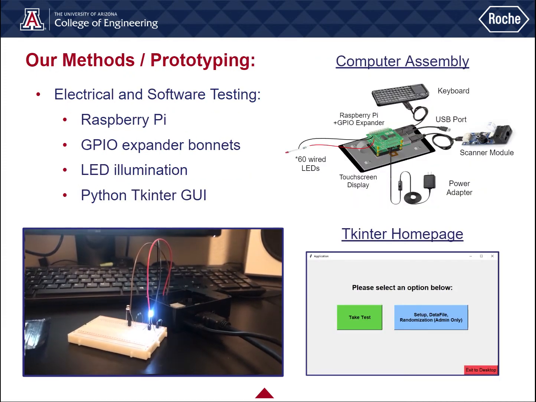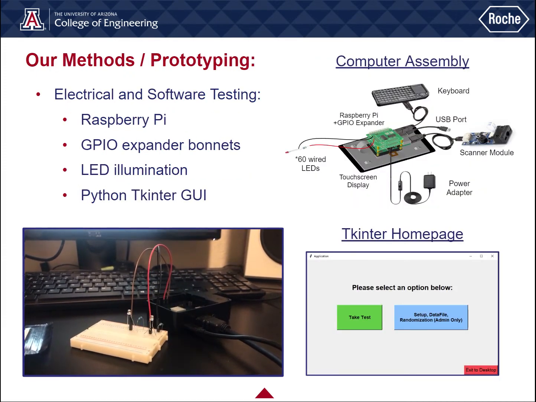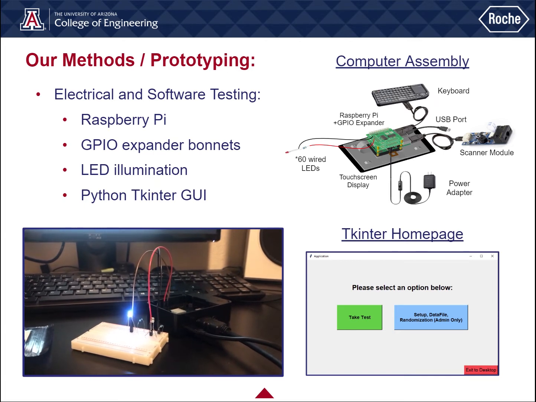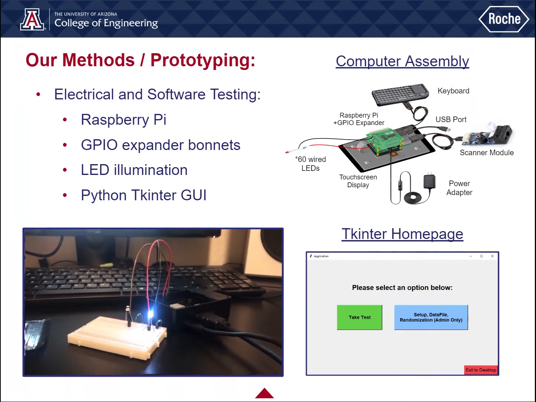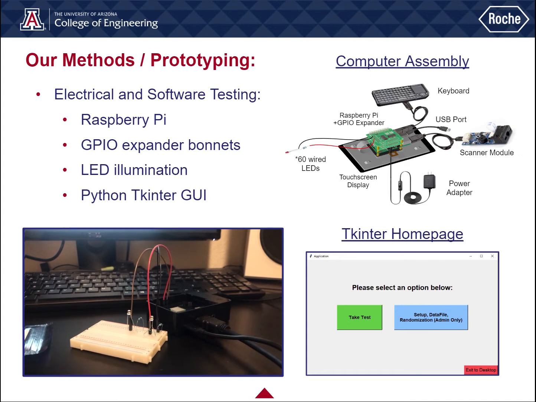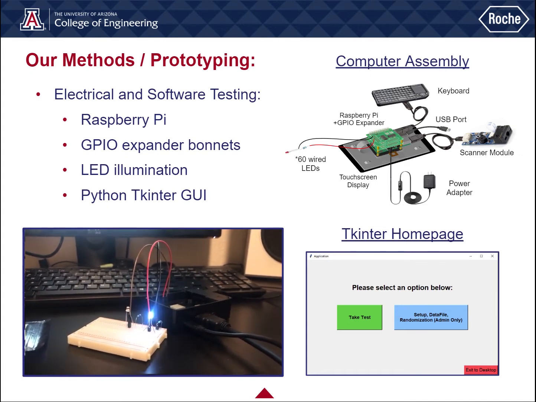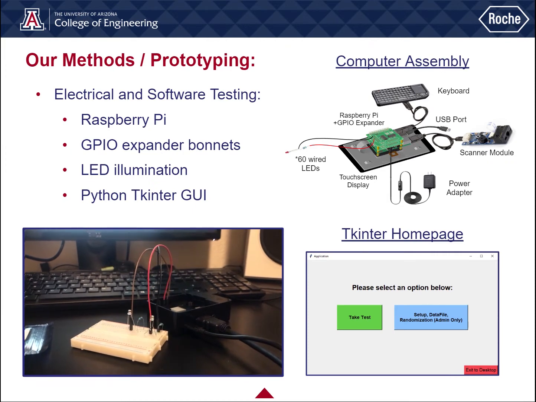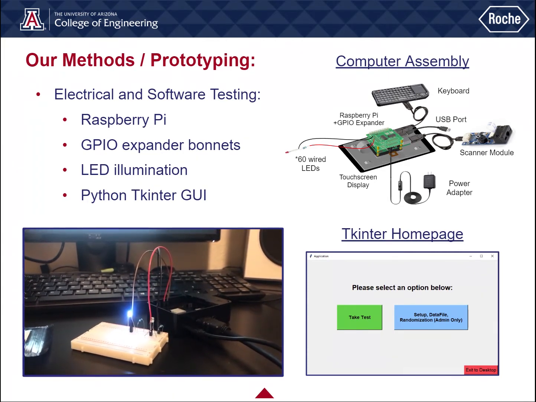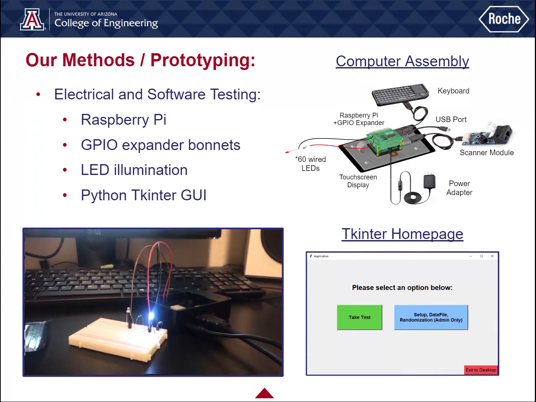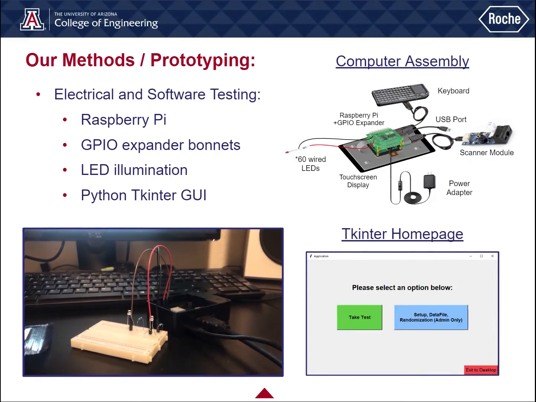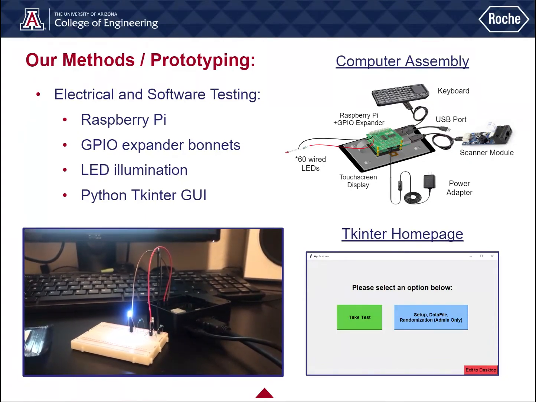For the electrical and software components, we chose to use a Raspberry Pi 3B Plus as the brain of the device. Attached to the Pi would include all the device's necessary components, including each of the individual LEDs. In order to attach all the LEDs, we needed to use 2 GPIO expander bonnets to increase the number of usable pins on the Raspberry Pi. The video below shows some testing performed to ensure the LEDs would illuminate. To program the graphical user interface, we used Python's Tkinter package and Python 3 language.